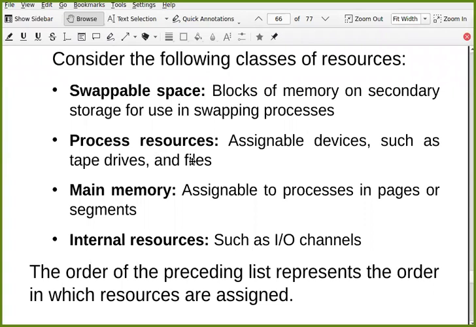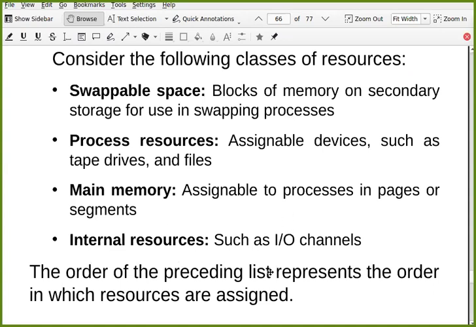Then process resources like devices, printers and all those devices, drives and files, we put all those assignable devices in a group called process resources. Then there is a resource related to main memory that is assignable to processes in pages or segments. This main memory concept we will further learn in the next lectures. And then internal resources like IO channels.